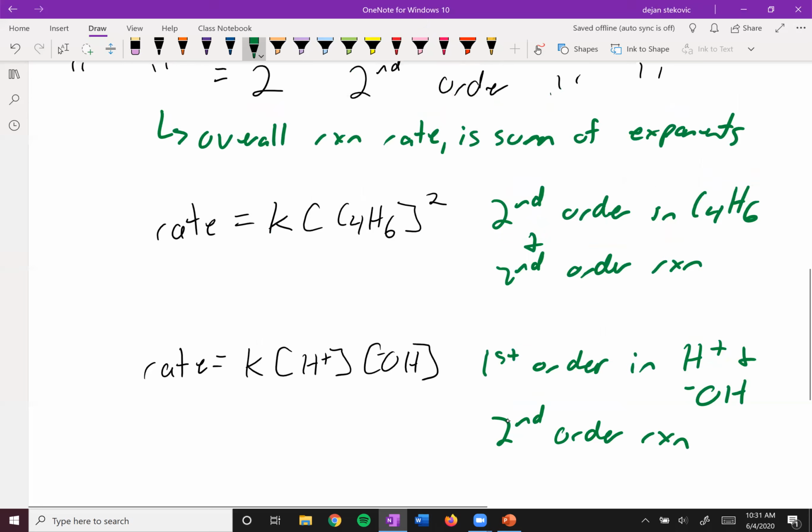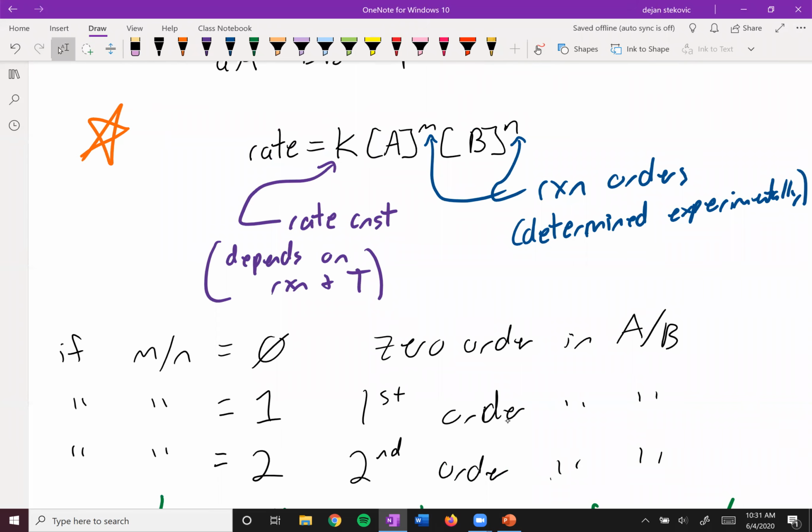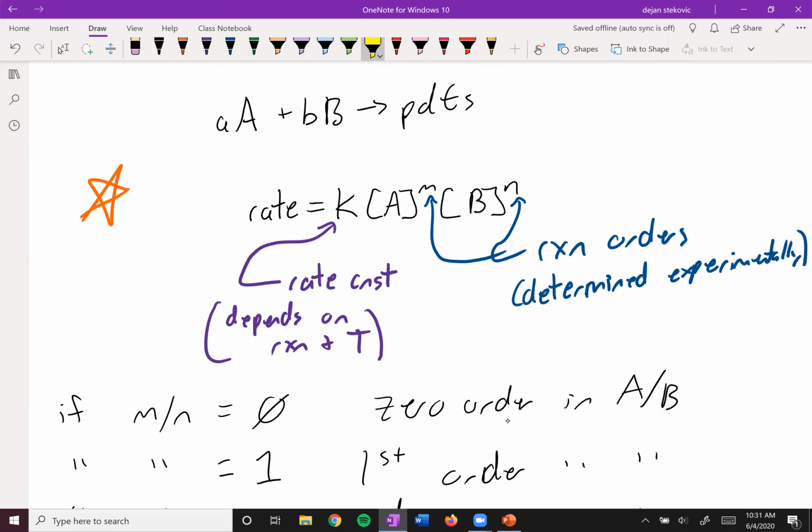So be very comfortable writing rate laws. And so for now, you can just leave these variables for your exponents, and later on we'll learn how to determine what these variables are.